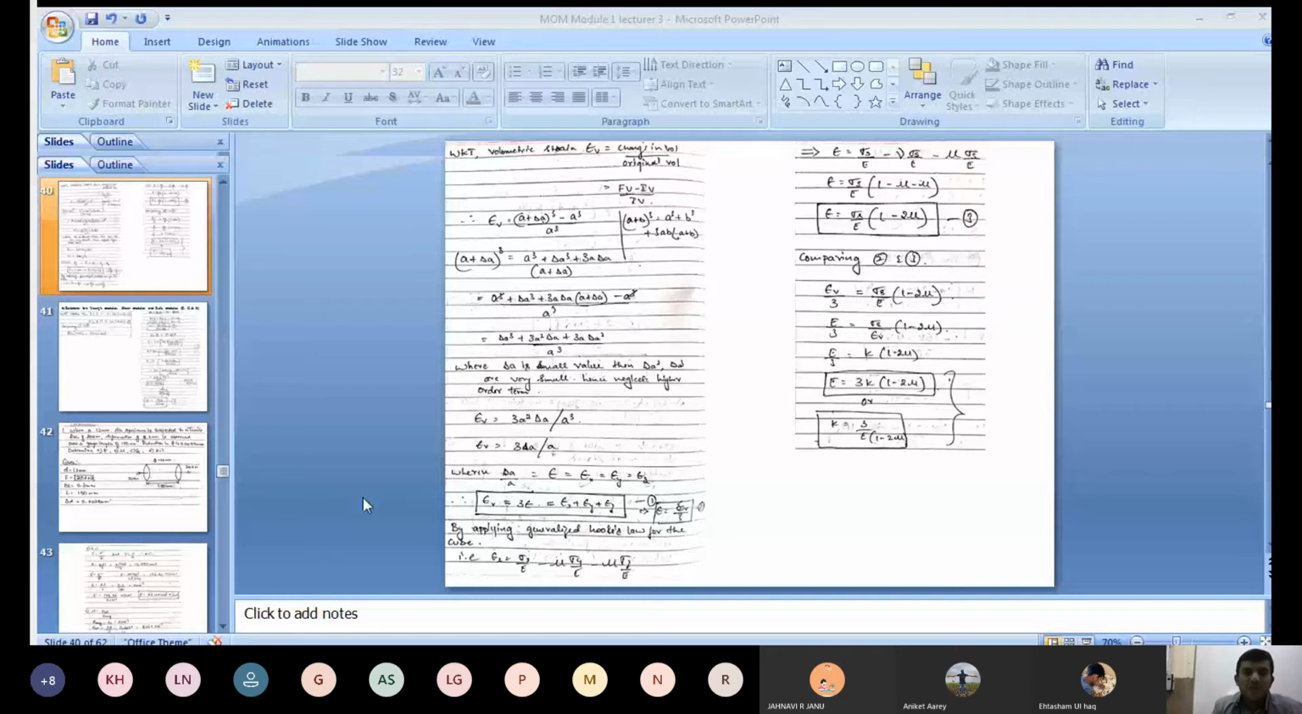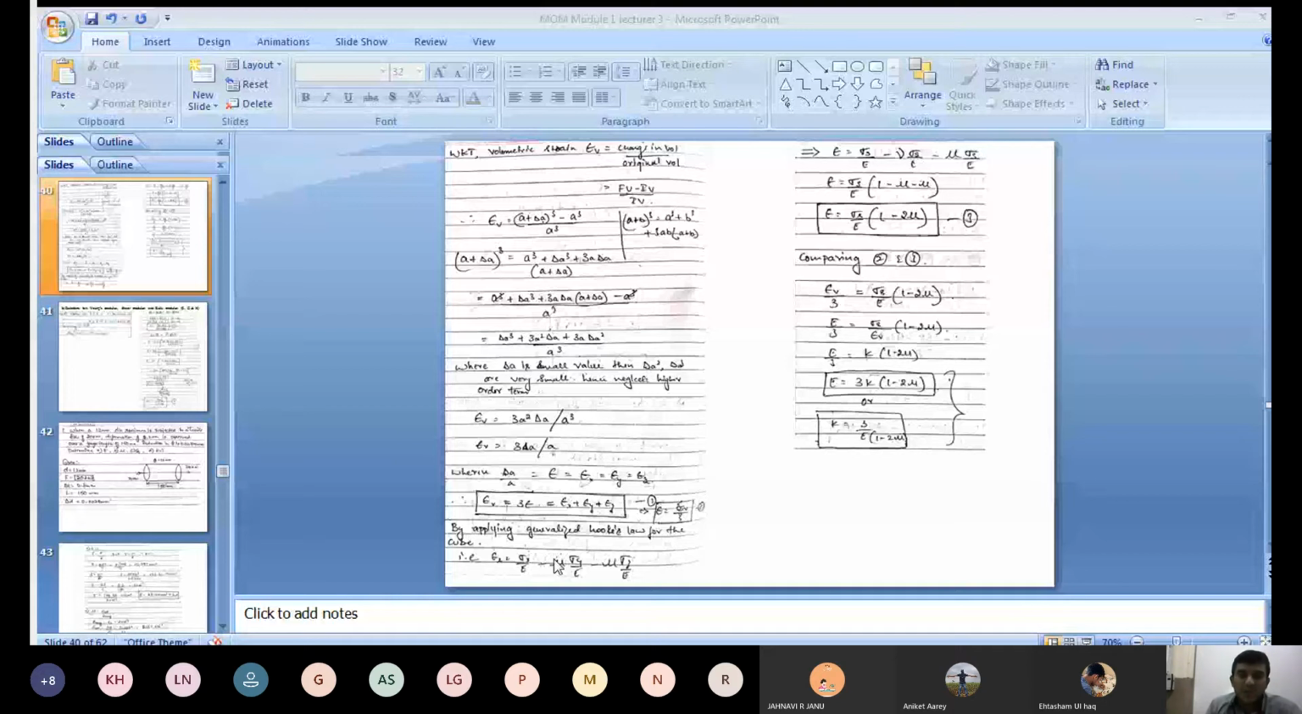Now finally what you get? Volumetric strain is 3 times the linear strain. What is the linear strain? You can say epsilon plus epsilon plus epsilon, that is equal to 3 times epsilon. Now substitute epsilon here: one is epsilon x, another is epsilon y, another is epsilon z. Now we get epsilon x plus epsilon y plus epsilon z, called equation number 1. And also from this, the linear strain is equal to the volumetric strain divided by 3.